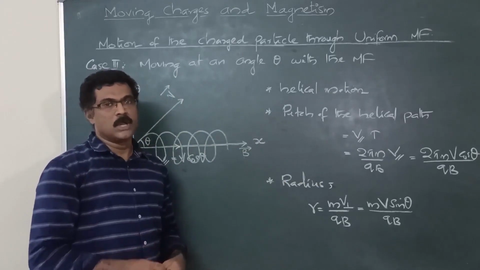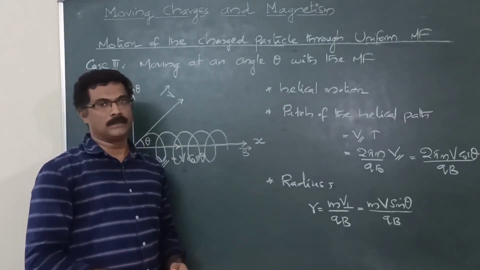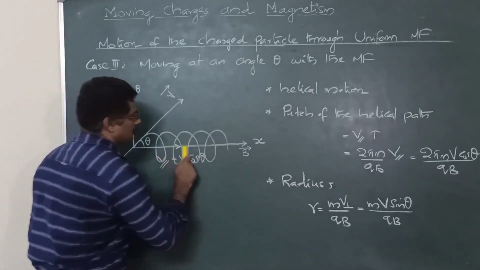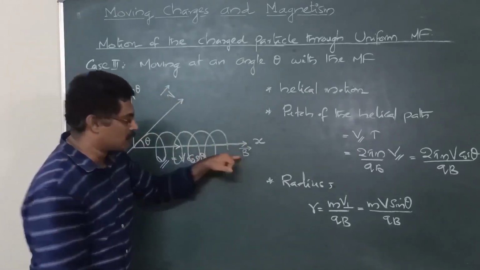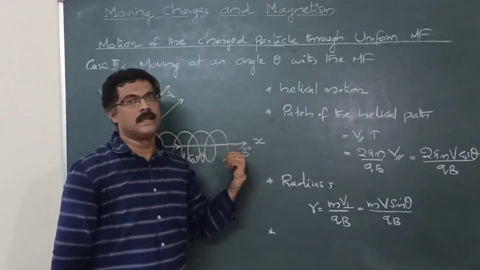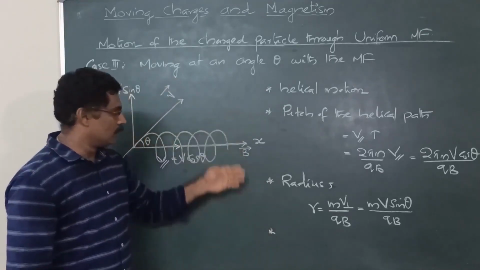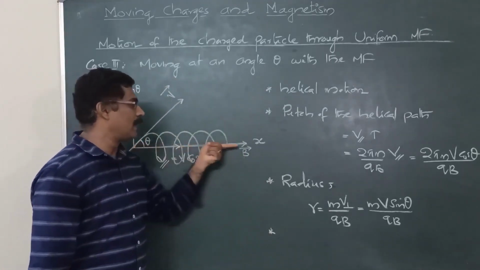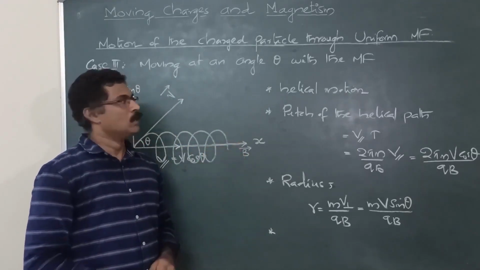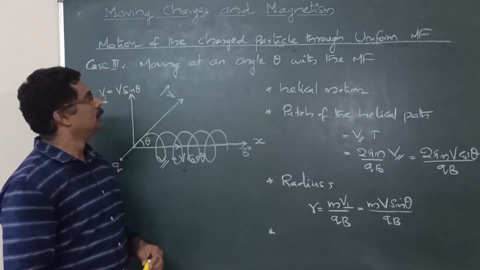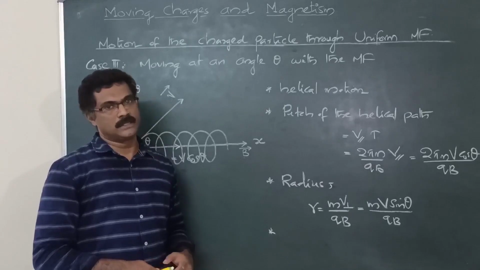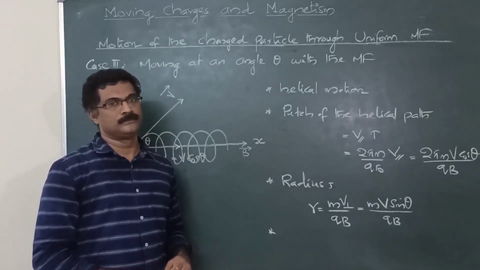And another question is, what is the axis of this helical path? This is the helical path, and the axis of the helical path is this one. So the fourth point, the axis of the helical path is the magnetic field. So these are the points about the motion of a charged particle moving at an angle theta with the magnetic field. Okay.